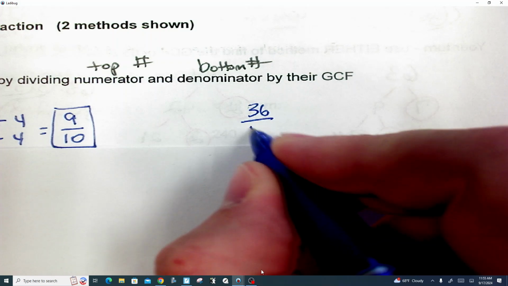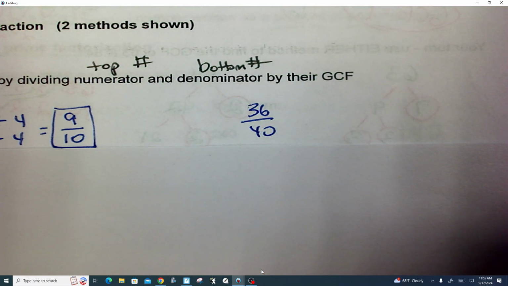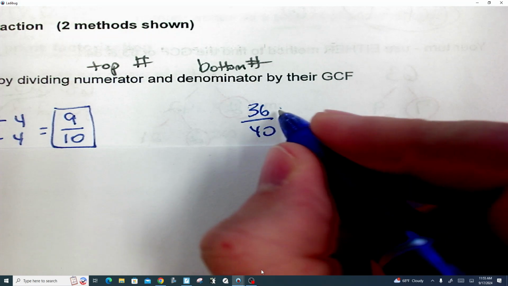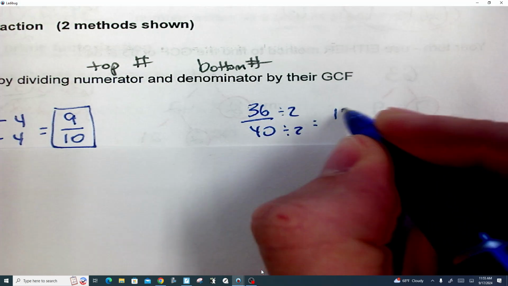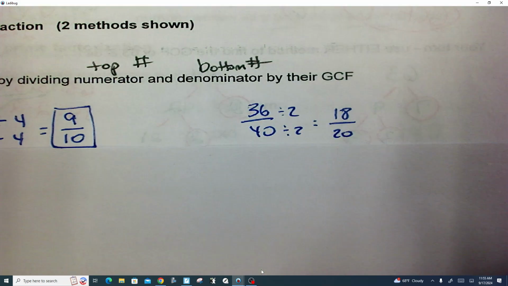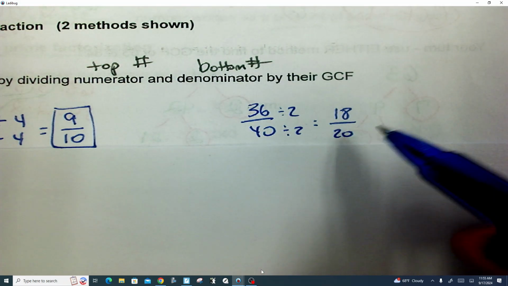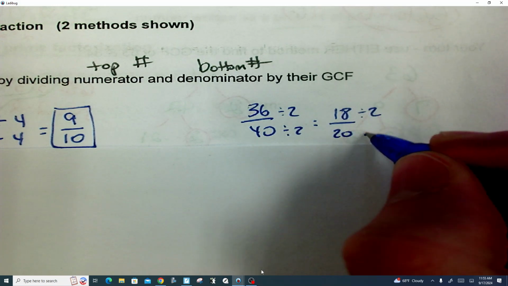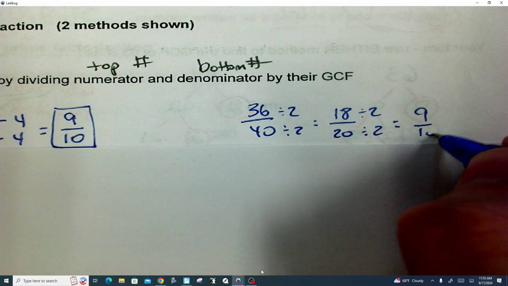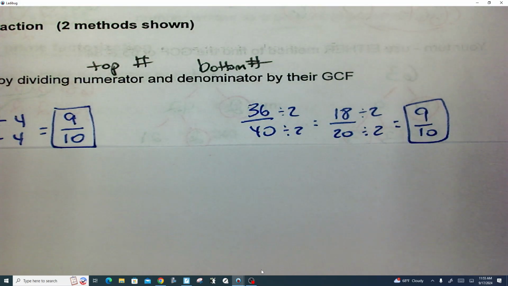Now, another way that you could do it, they're both even, yes? So what's that mean? We can divide them by what? 2. And then that would get me 18 over 20. Now, are these still both even? It's another way of getting it down to 9 over 10.